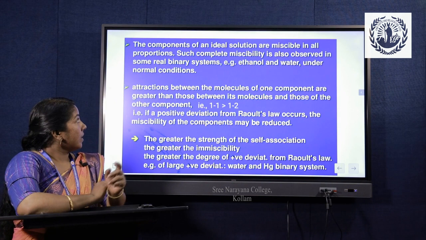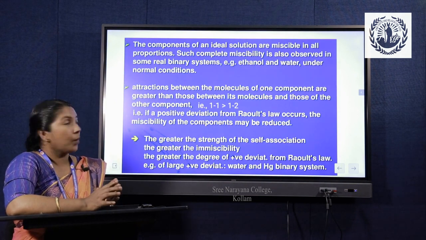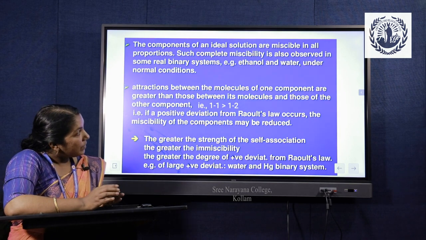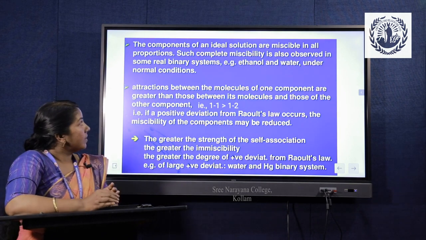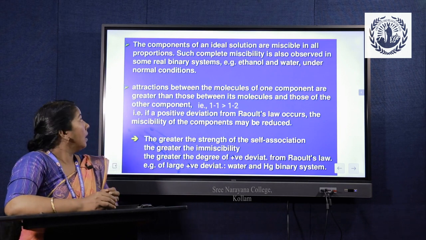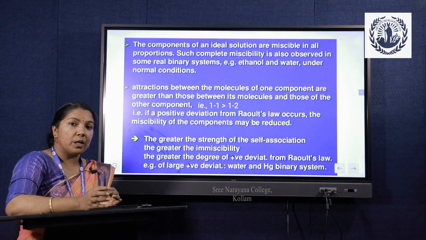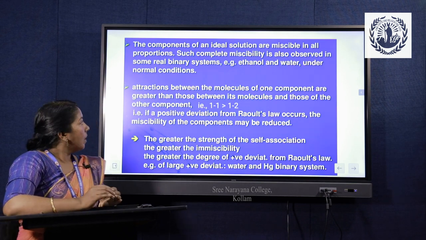Here you can see the components of an ideal solution will be miscible in all proportions. Such complete miscibility is also observed in some real binary systems, for example, ethanol and water under normal conditions. You know that if we add ethanol to water or water to ethanol, it is completely miscible.